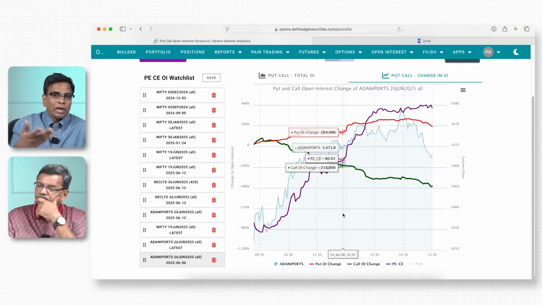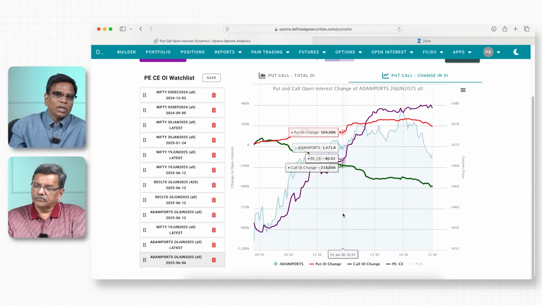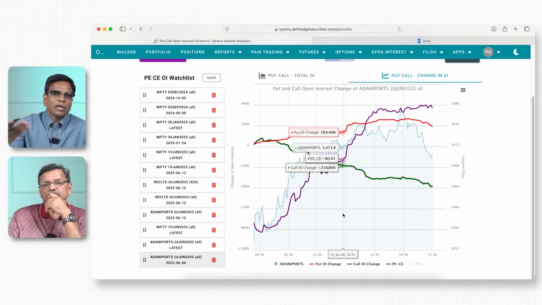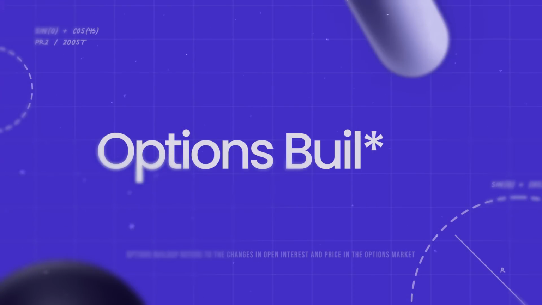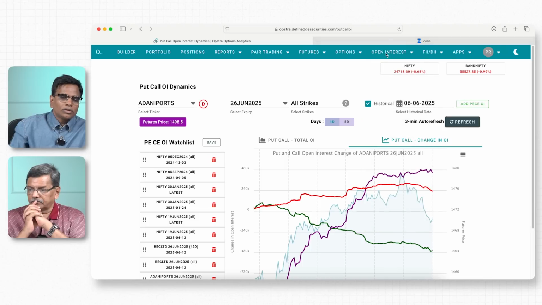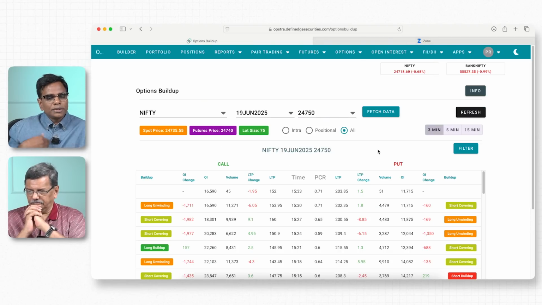So we have given the interpretation, and you can make your own interpretation by looking at the charts and strategize accordingly which trade to follow or not. Now let's talk about yet another feature which many people may not know, but it might be very interesting. It is called the options build-up tool. So what is the options build-up tool?